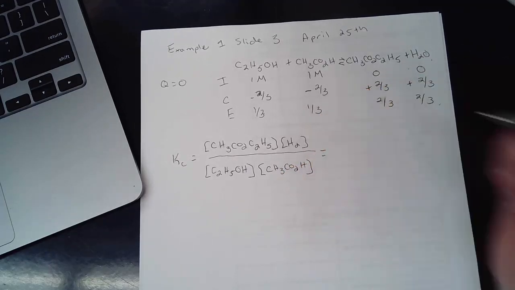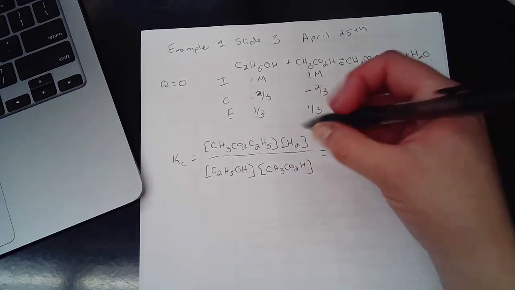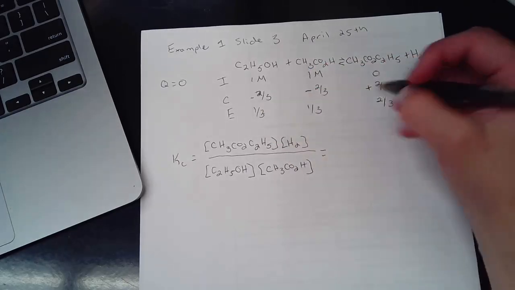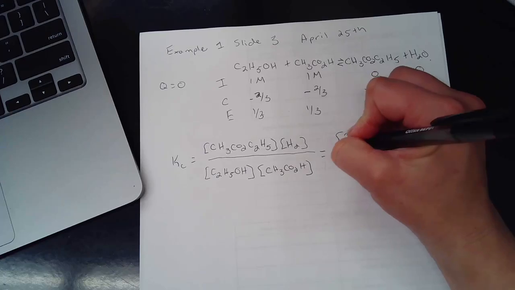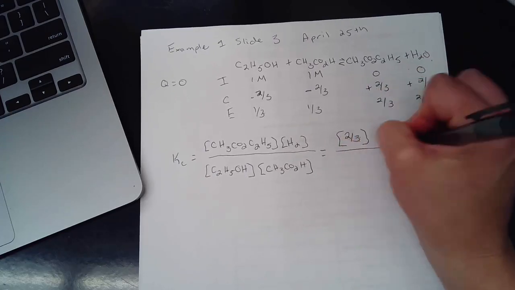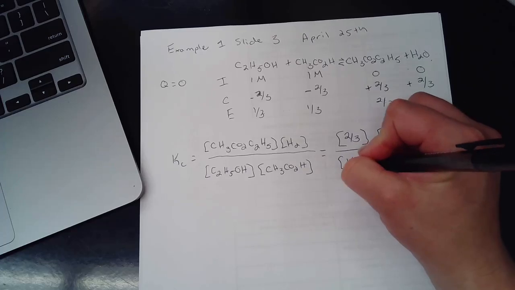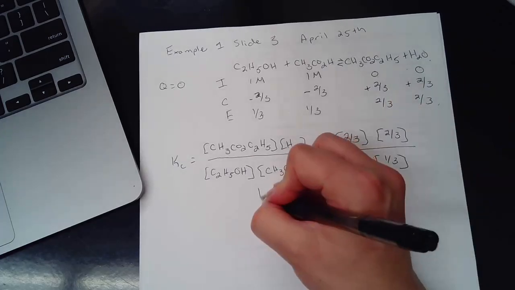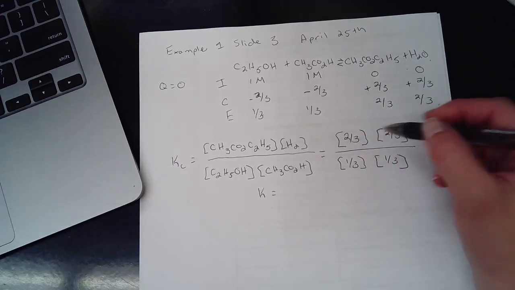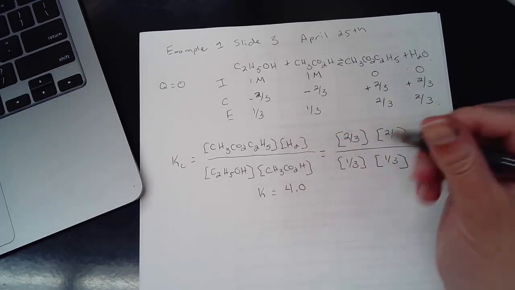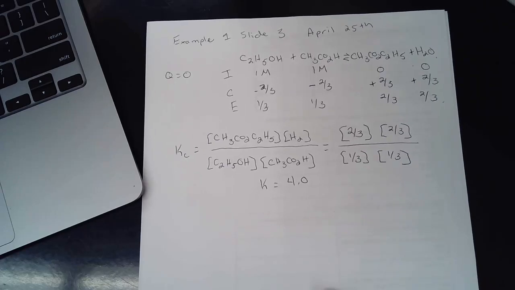Okay. And then we're going to plug in at equilibrium what are the concentrations. So for the products, we have 2/3 for each. And for our reactants, we have 1/3. And then when we math that out, we'd multiply the top, multiply the bottom, divide, we get 4 as our equilibrium constant for this reaction.